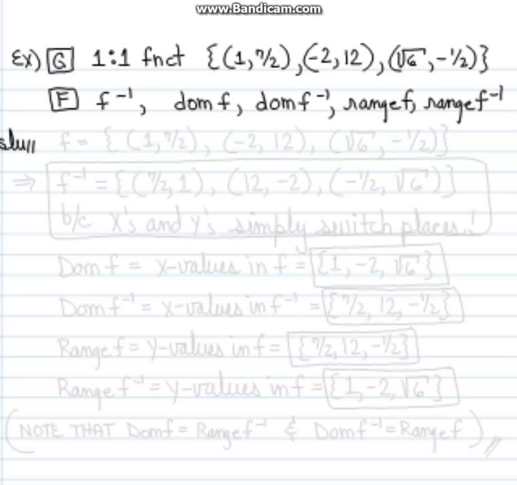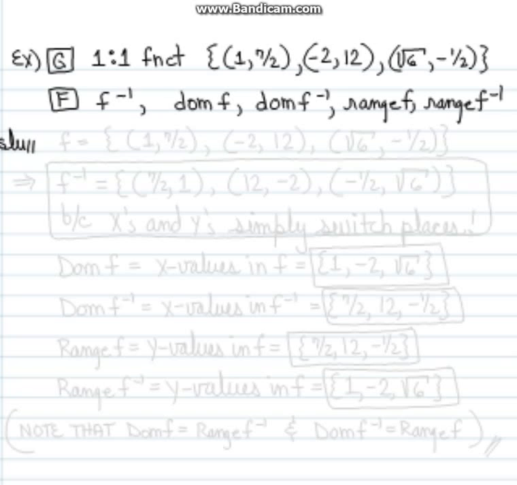They didn't tell you to check, but it's one-to-one because you don't see any x values with more than one y partner, and you see no y values with more than one x partner. Now, from this information, we're asked to find several things. F inverse, which will be another set of ordered pairs. The domain of F, that's all the possible x values. The domain of F inverse, all the possible x values in that one. The range of F, that's all possible y values. And the range of F inverse, all possible y values in the F inverse function.